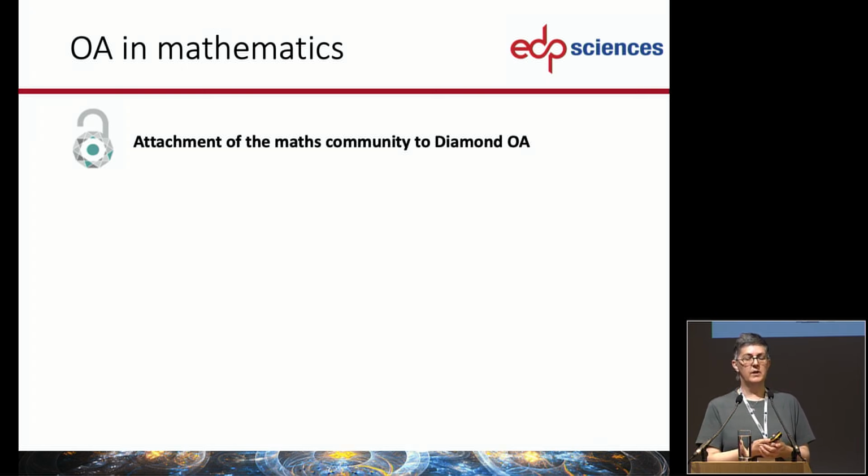was because, particularly in France, the French mathematics community is absolutely opposed to APCs. So if we were to transition these journals to open access sometime in the future, there was no way these journals would go to gold open access. And in fact, the maths community is quite attached to diamond open access in general.